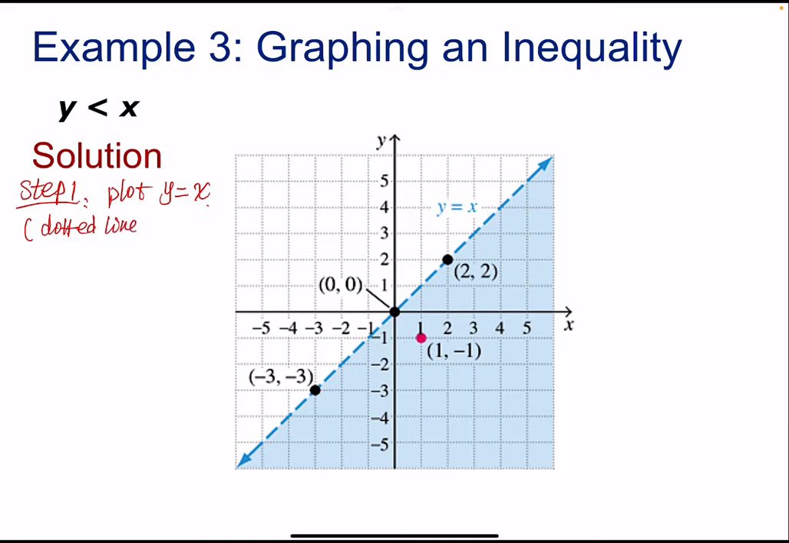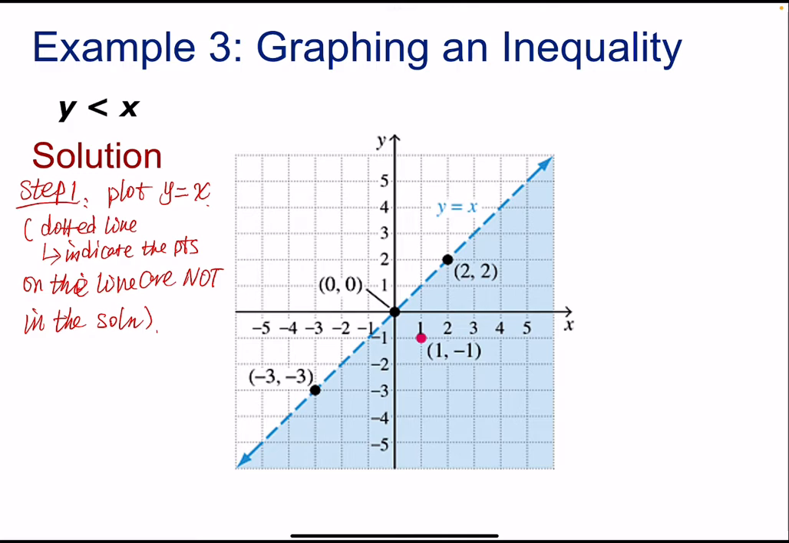Dotted line just indicates the points on the line are not in the solution. Okay, so y equal to x is a line with slope equal to 1 and passing through the origin. So we should be very familiar with the line y equal to x. So that's this blue line, what this blue line indicates.